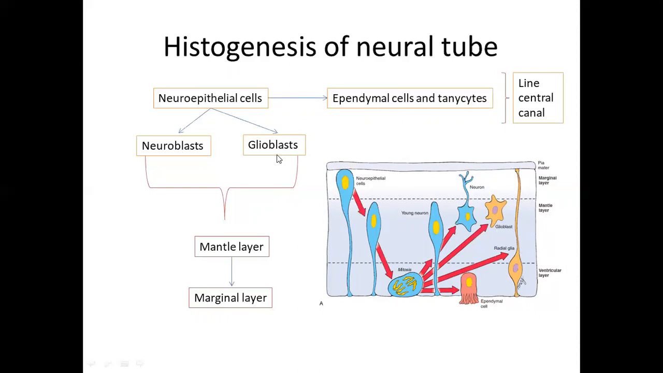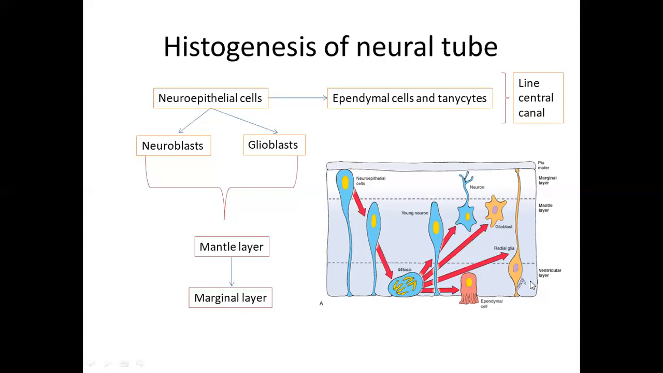Then the second set of cells are the glioblasts. The glioblasts also accumulate in this mantle layer and give a variety of cells. And then there is a third layer, which is known as the marginal layer. All the neurons which are formed over here, the glioblast will form one of the cells known as oligodendrocytes. They will result in myelination of these axons. So the marginal layer will mainly contain the myelinated nerves, and they will contain the ascending and the descending tracts.